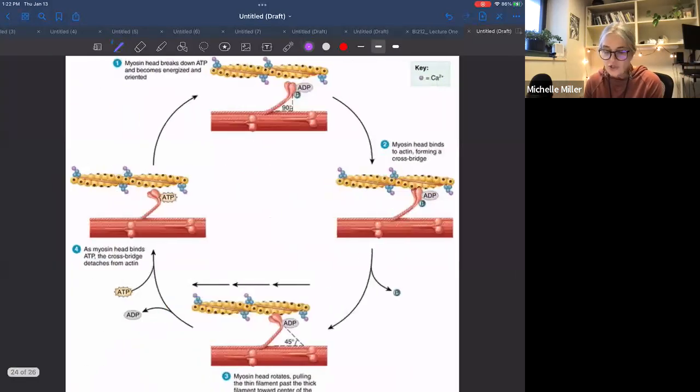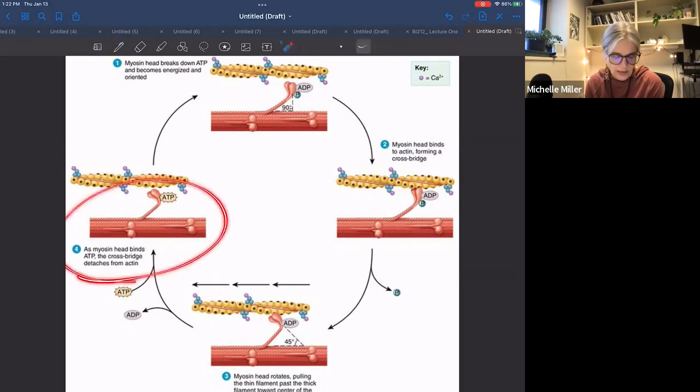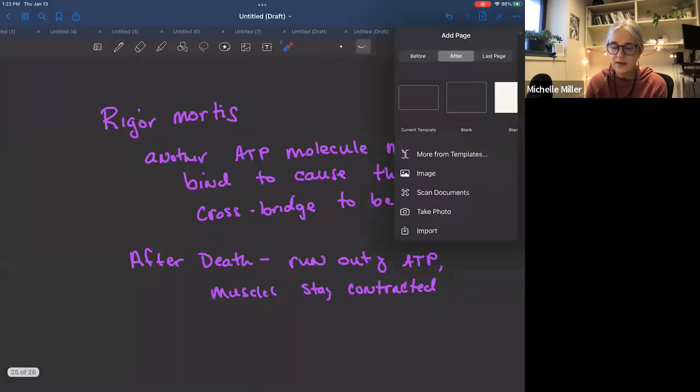Okay, so this shows the breaking of the cross bridge. Actually it's not shown here, but we see as the myosin head binds ATP, the cross bridge detaches from actin. So that would be this part right here. So that shows how the cross bridge is broken. And so it is a cycle. We can talk about the types of energy that are used to generate ATP. So we could talk about the generation of the ATP.